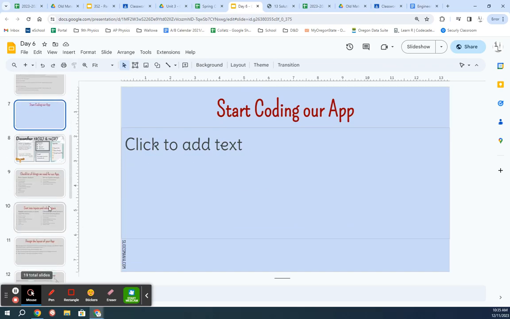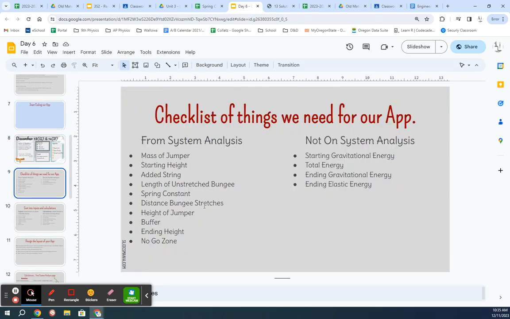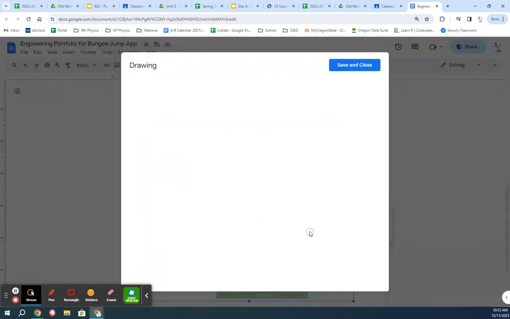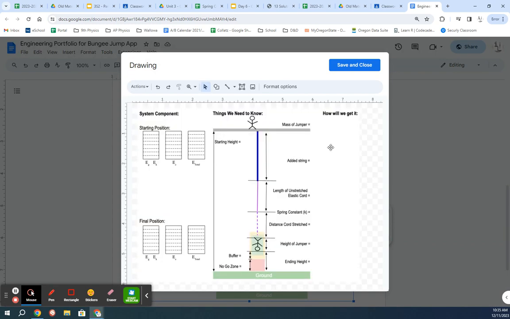All right, so again, starting our coding app, we'll just kind of skip through that. So first off, we're just going to look at a quick checklist of the things that we're going to need for our app. There's a lot of stuff that we need for this app. Just looking at our system analysis, this is the second page of that engineering portfolio, right? This page here. Again, if you haven't been filling this out, it's going to make this a lot harder. If you have, as you go, again, just quickly like putting things in and typing things out.